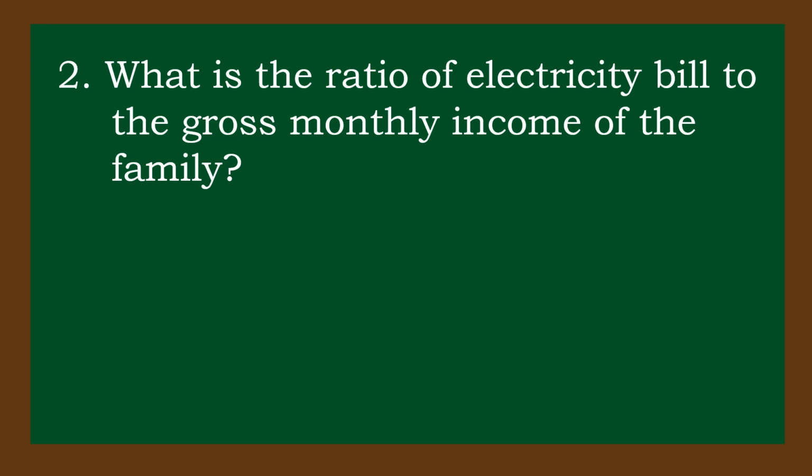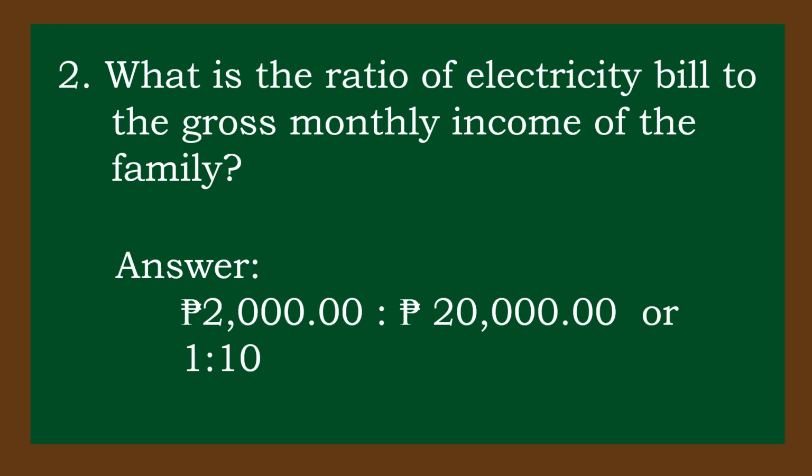Number 2. What is the ratio of electricity bill to the gross monthly income of the family? The answer would be, so the electricity bill is 2,000 pesos and the gross monthly income of the family is 20,000 pesos. So the ratio is 2,000 is to 20,000, or in its simplest form, that's 1 is to 10.